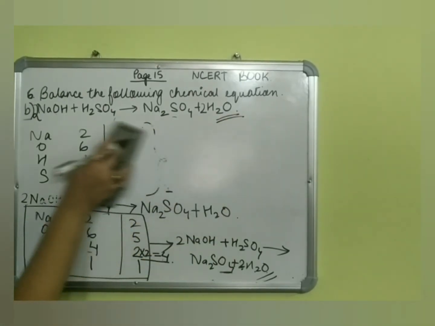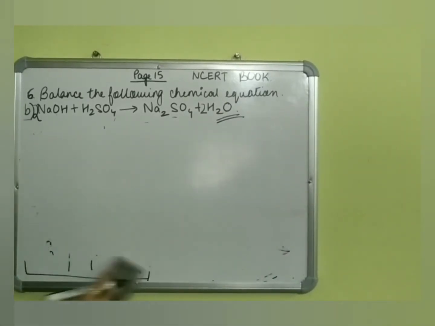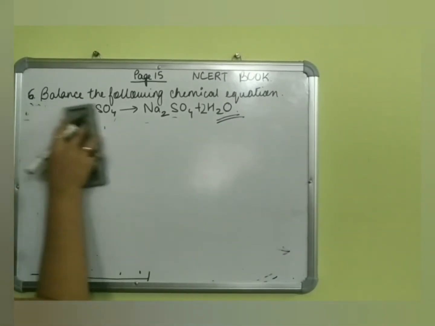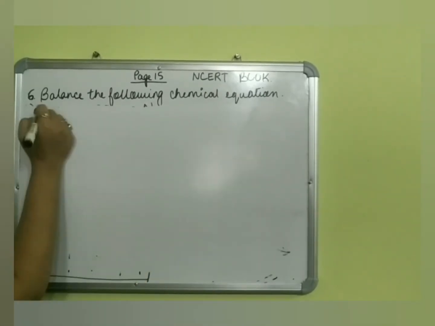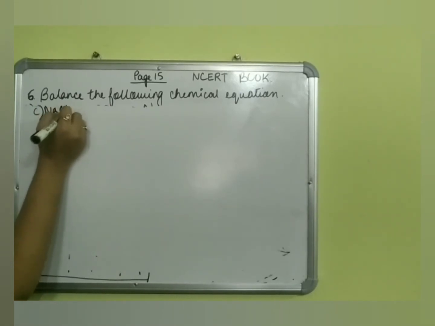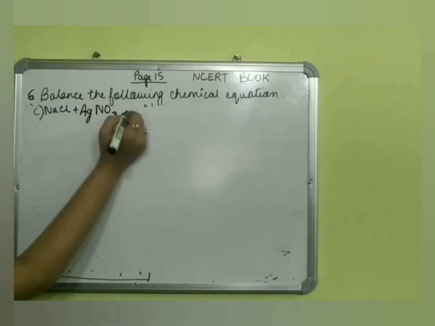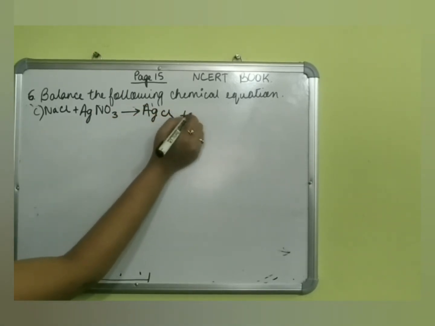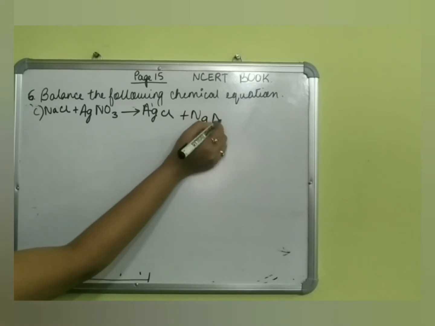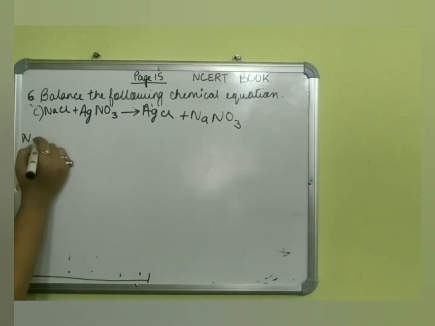So students, please be sure that you follow these steps to find how to balance the chemical equation, because if you don't follow these steps you won't get the correct answer. Okay, so now question number 6, what we have is NaCl plus AgNO3. It will give us AgCl plus NaNO3. So this is the question.